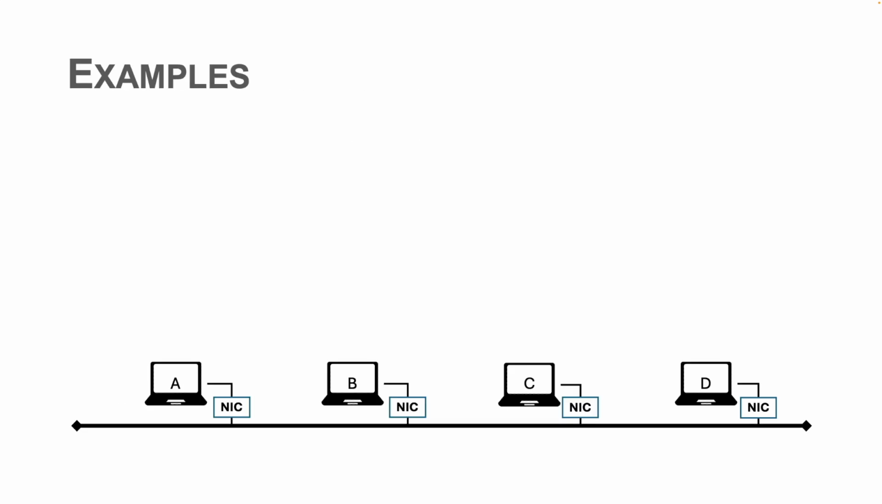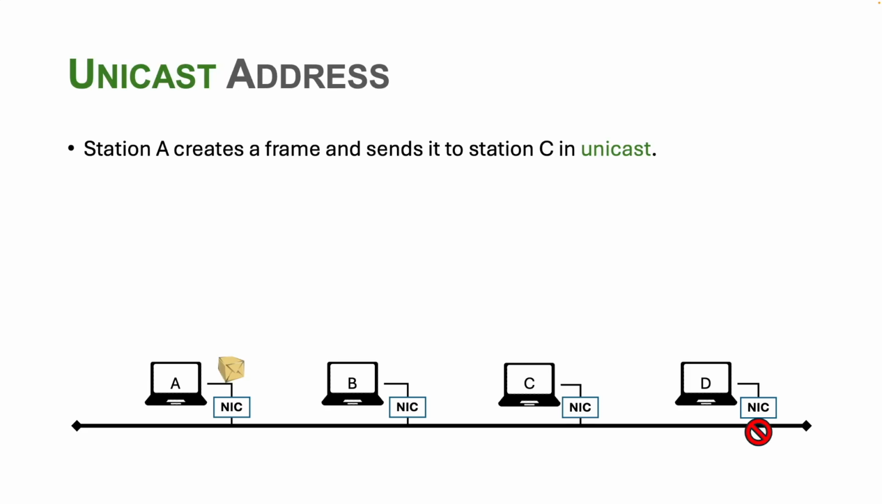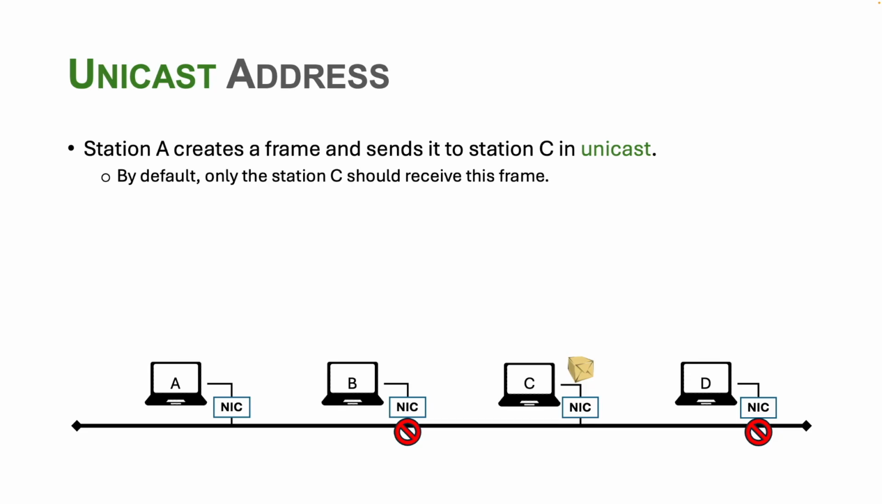Let's look at an example. Consider the following scenario illustrated here, where four stations are connected by an Ethernet cable with a network interface card (NIC) in between them. In unicast mode, station A creates a frame and sends it to a station with the unicast address C over the Ethernet cable. Since this frame has a destination address that is a unicast address, only the network interface card associated with that address should receive it and pass it to the station, while all other network cards will by default discard it.